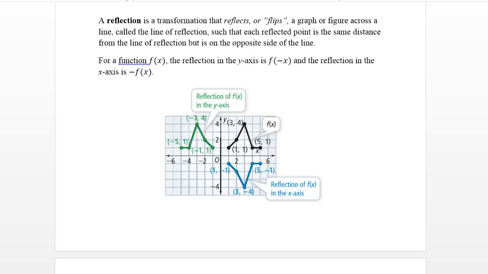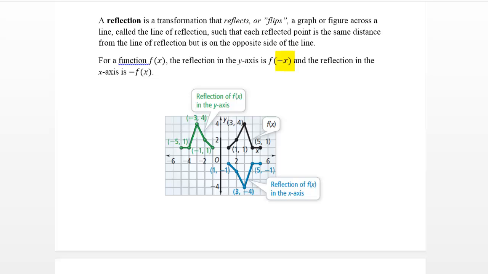We give you a quick visual here with the black graph being f of x, and you can see when we reflect it across the y-axis that all of the x values actually change place, and that's given to us in this little part right here. We see that when we reflect over the y-axis, the x is negated.